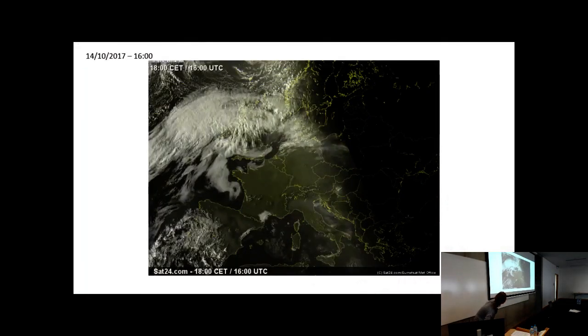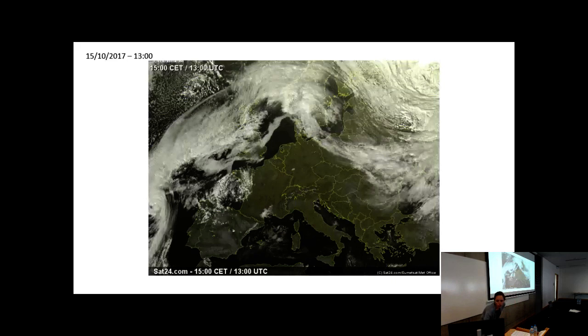Okay, so when did it arrive in Ireland? So this is the 14th of October. That's part of that mid-latitude frontal cyclone. So we have Spain here. And this is when it first appears on the satellite imagery, and it's already part of that bigger frontal system.